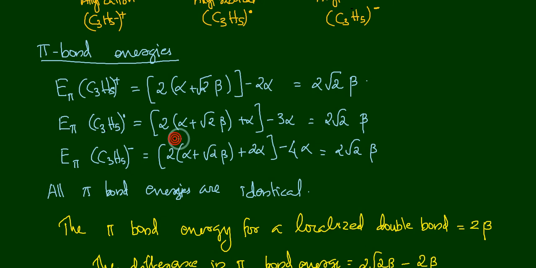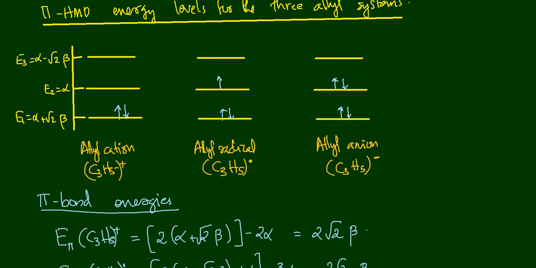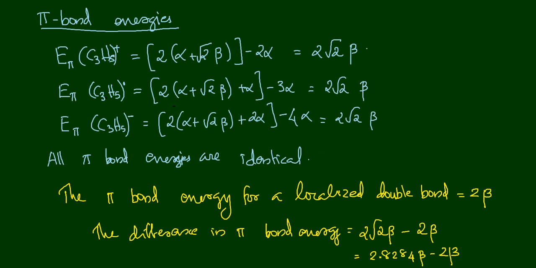And what about the allyl anion? Allyl anion has 2 electrons in the bonding level and the other 2 electrons in the non-bonding level. So, let's calculate the energy of the 2 electrons in the bonding level and 2 electrons in the non-bonding level. That is equal to 2 into alpha plus root 2 beta plus 2 alpha, okay, minus the energy of the electrons if there was no bonding. That is 4 alpha, because 4 electrons are occupied in the atomic orbitals. Atomic orbital has energy of alpha, so the total energy is 4 alpha. So, then the difference between these two is equal to 2 root 2 beta. Okay.